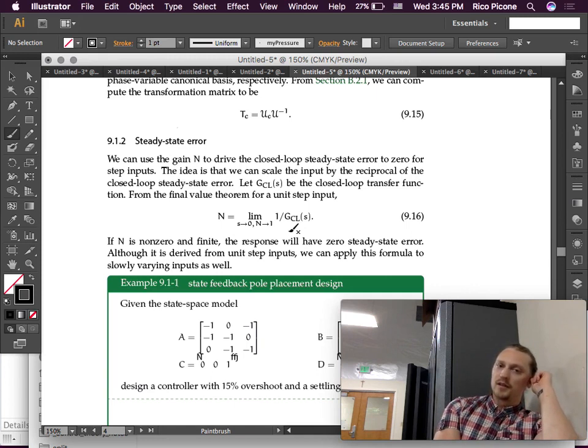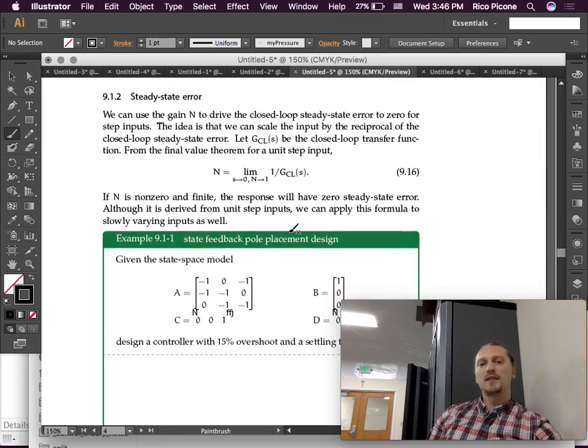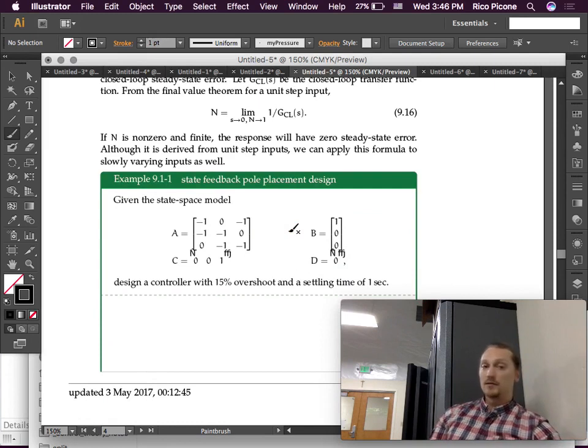So that's ideal. That's what we would like. Although it is derived from unit step inputs, we can apply this formula to slowly varying inputs as well. Having 0 steady state error for a step input doesn't mean it's going to be wildly bad for other inputs. It's just that for step inputs, the error is exactly zero. State feedback pole placement design is what we'll do when we come back from a little break.